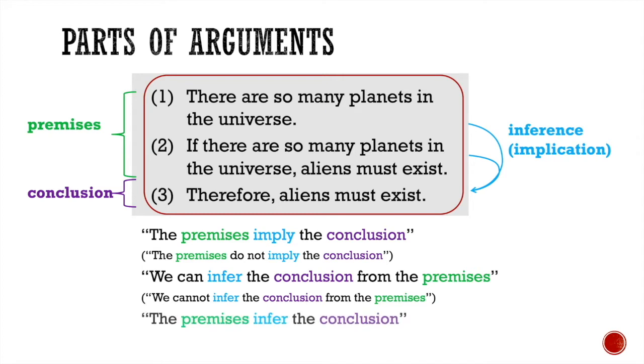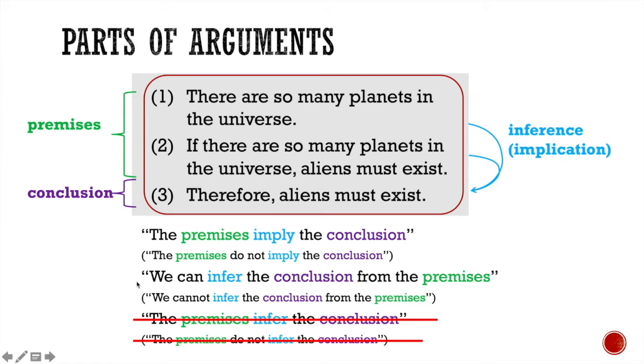Notice that we cannot say things like the premises infer the conclusion, or the premises do not infer the conclusion. These are not things that you can say in English or philosophical English. They don't make sense, because inferences are things that we make. So we can infer the conclusion from the premises, but you don't say that the premises infer the conclusion. Rather, premises imply the conclusion. So these are things you can say, and these are things you cannot say.